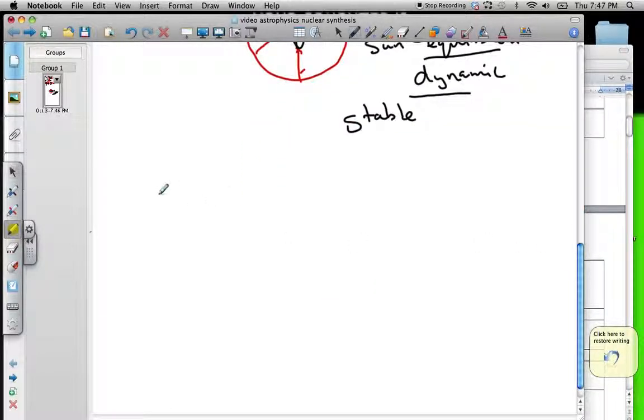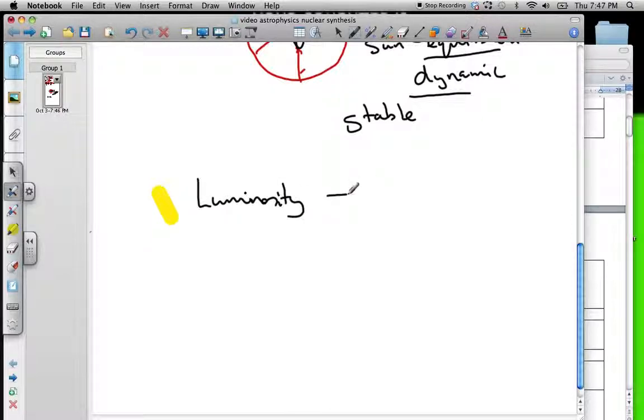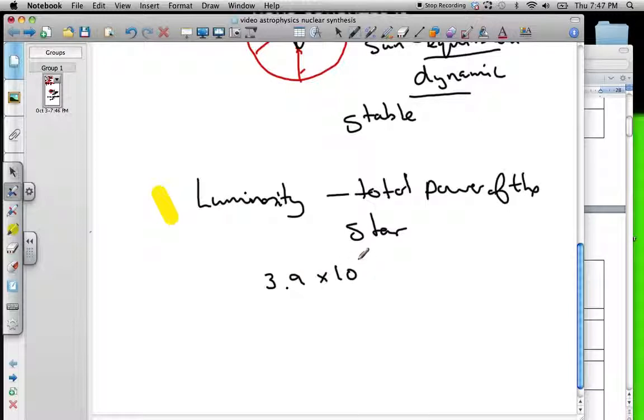The luminosity of a star is the total power of the star. In fact, our star has a total power of about 3.9 times 10 to the 26 watts. Now what does that mean? It means that every second 3.9 times 10 to the 26 joules of energy is being released. It's emitting that.